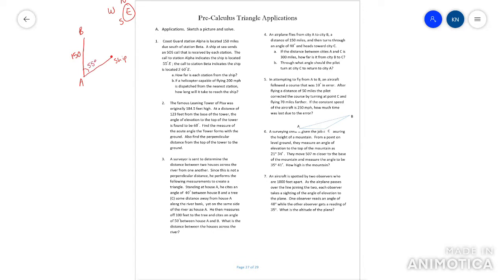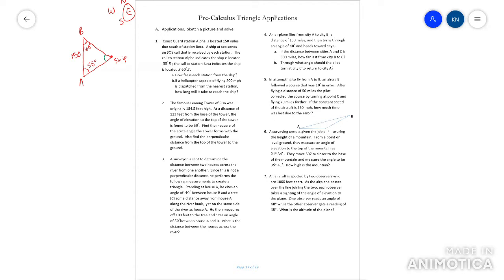And what that means is this angle right here has to be 55 degrees. And then the call to Beta says the ship is 60 degrees east. So Beta is hearing it at an angle of 60 degrees. And that is the triangle you could use. So what I would probably do is I would go get this angle and then run a law of sines to answer this problem. I'm not actually going to solve any of these. I don't feel like it. This whole video is just to show you how to draw these triangles.